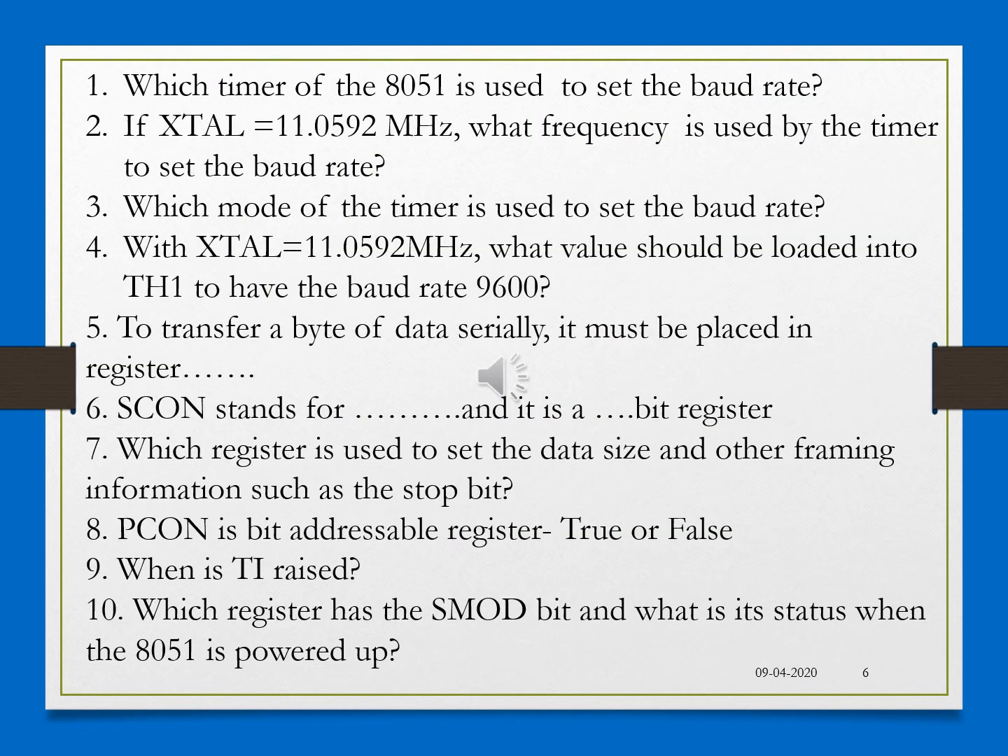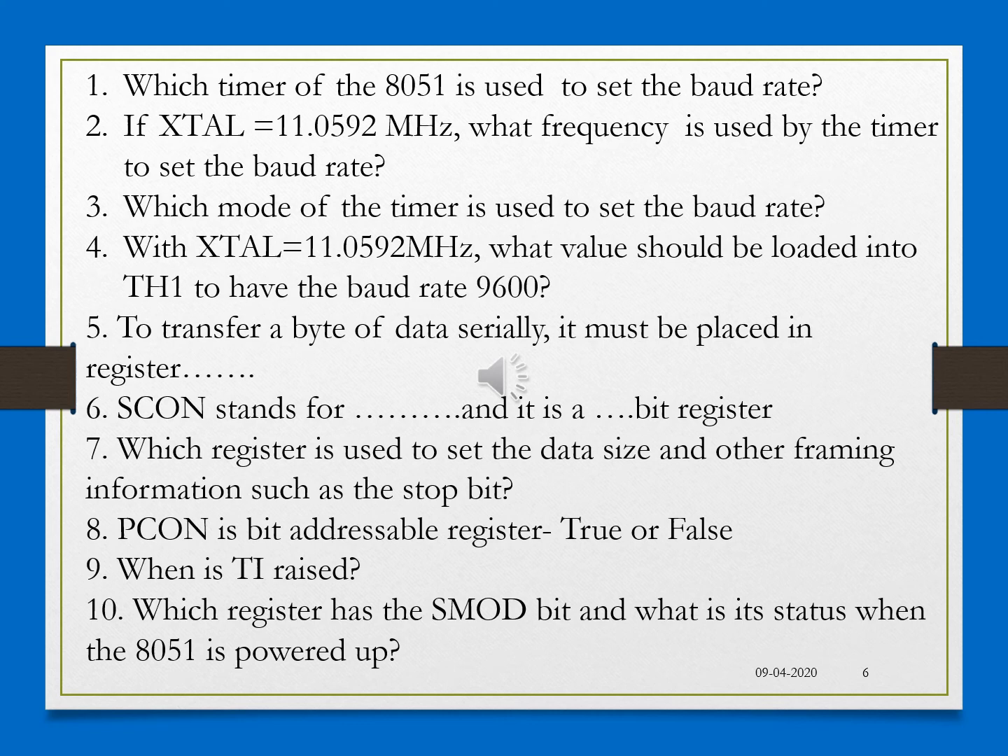Okay, students, let us review our understanding. I want you to answer these questions. First question: which timer of 8051 is used to set the baud rate? Which timer do you use to set the baud rate in 8051 for serial communication? It is timer 1, right?